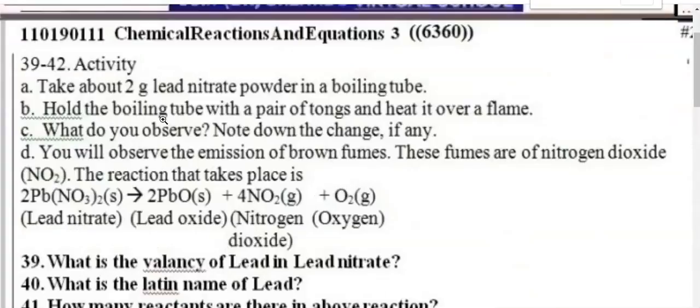Anyhow, so 39 to 42. Take about 2 grams lead nitrate powder in a boiling tube. Hold the boiling tube with a pair of tongs and heat it over a flame. What do you observe? Note down the change, if any. You will observe the emission of brown fumes. Remember brown. These fumes are of nitrogen dioxide, NO2.